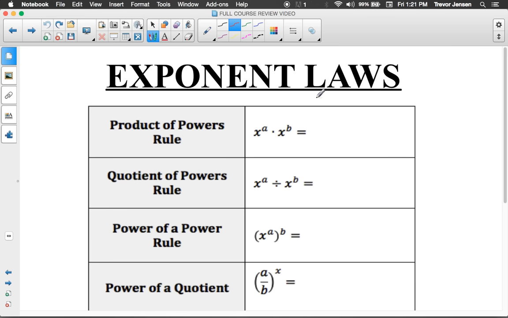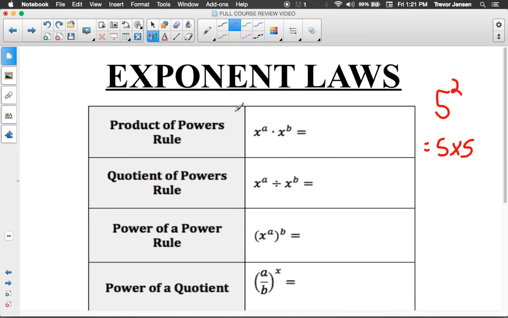The first main topic you would have learned in grade 9 math is exponent laws. To do exponent laws, the first main thing you have to remember is what a power is. Let's say we have 5 squared. We have to know that that means 5 times 5. 5 is the base, 2 is the exponent, and this is a power. The exponent tells you how many factors of the base are being multiplied together.